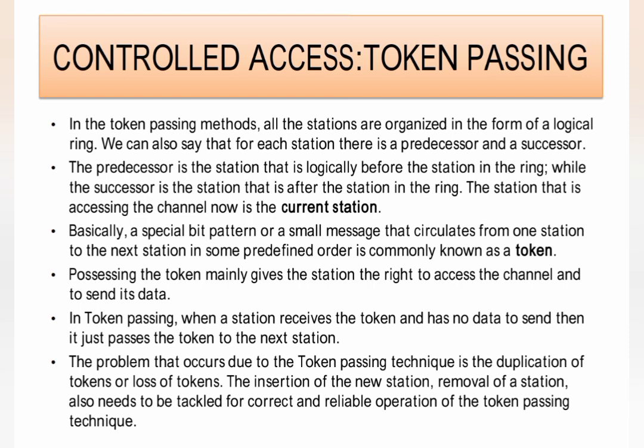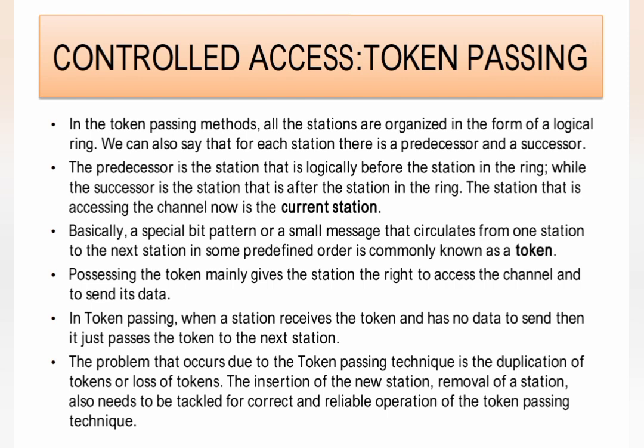Possessing the token mainly gives the station the right to access the channel and to send its data. After receiving the token, if the station is not interested in transmitting data, it will just pass the token to the next station. If it has completed the transmission, or if it is not interested in transmitting data, it will pass the token to the next station.